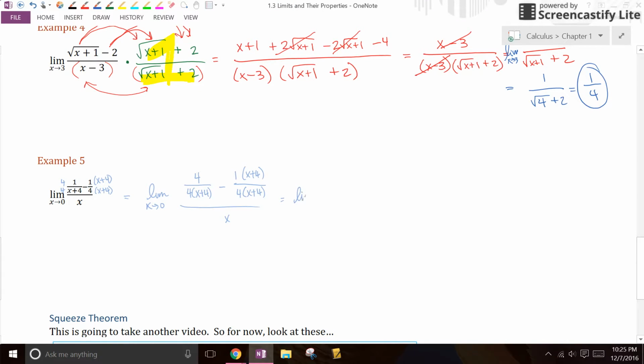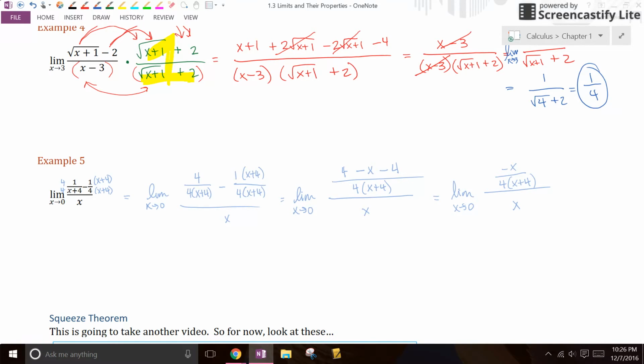All right, what does that turn into? Well, that turns into the limit as x goes to 0 of 4. Now distribute the negative through with it. So minus x minus 4, all over 4 times x plus 4, all over x. Hopefully now you've noticed that those 4's have canceled. And you now have the limit as x approaches 0 of negative x over 4 times x plus 4, all over x.